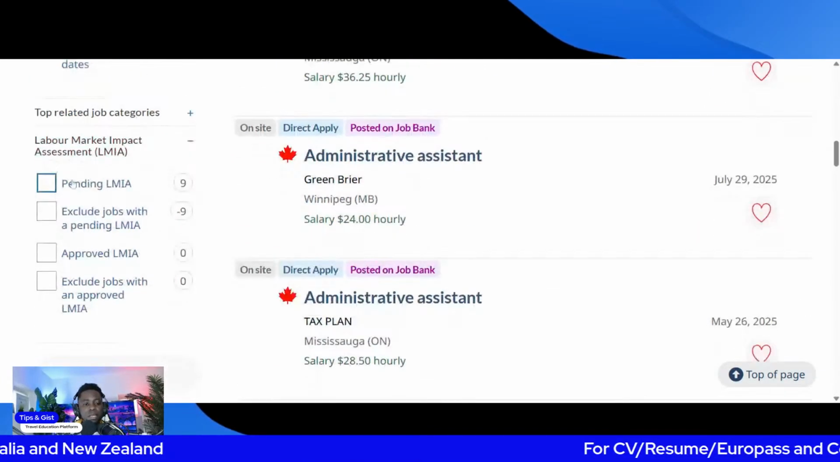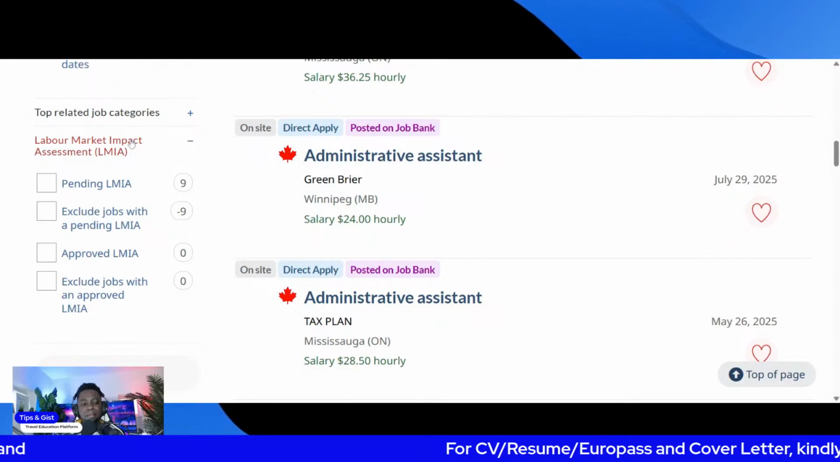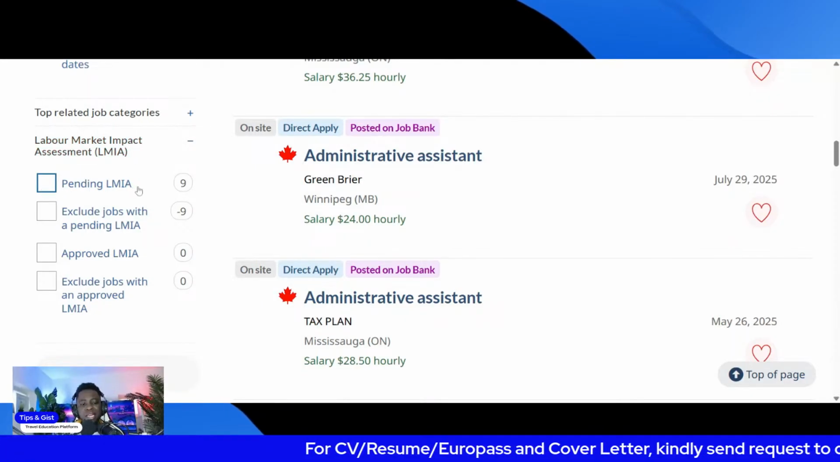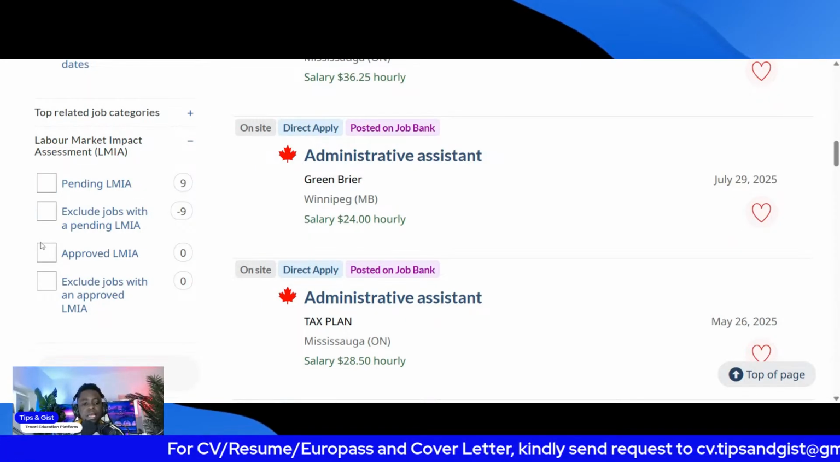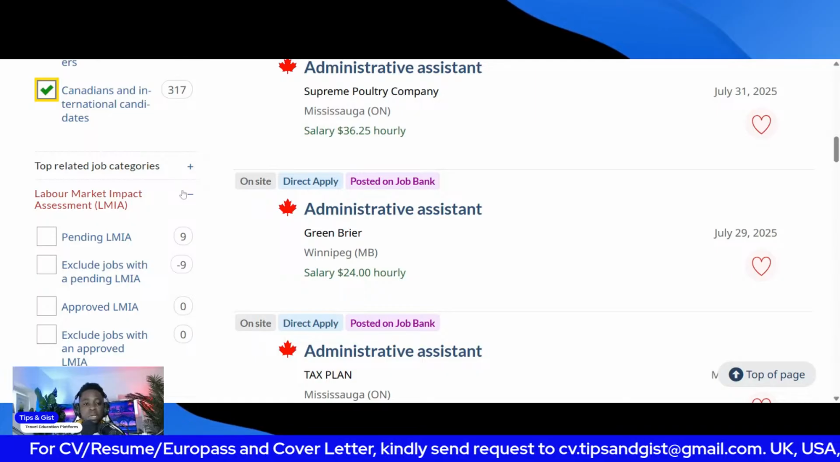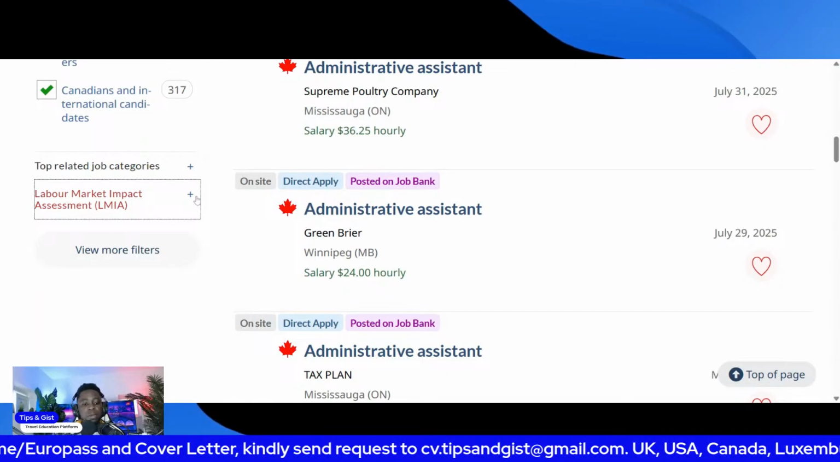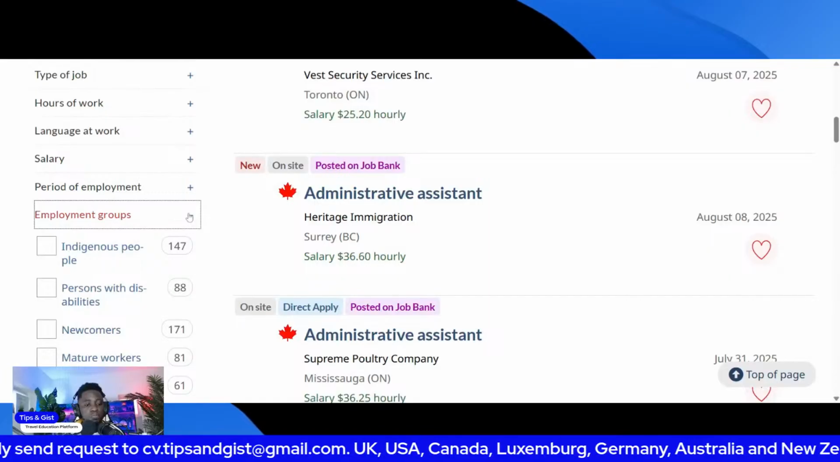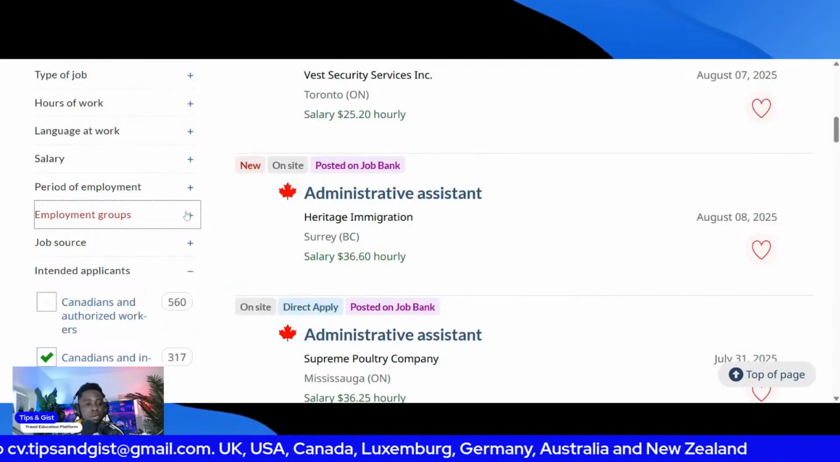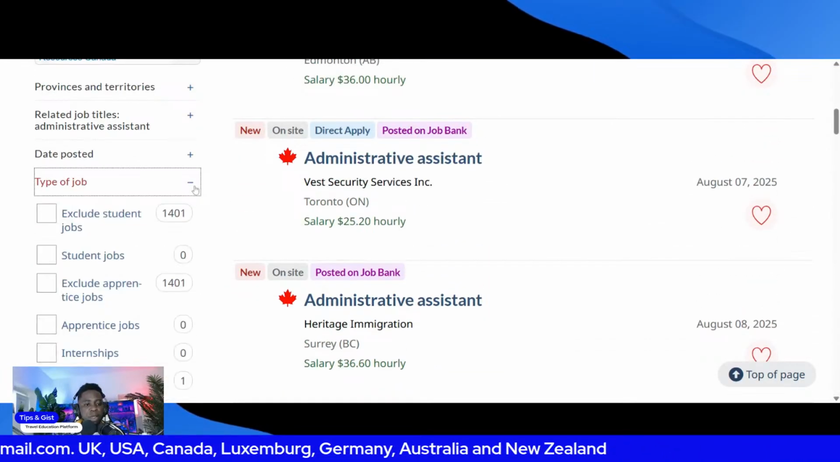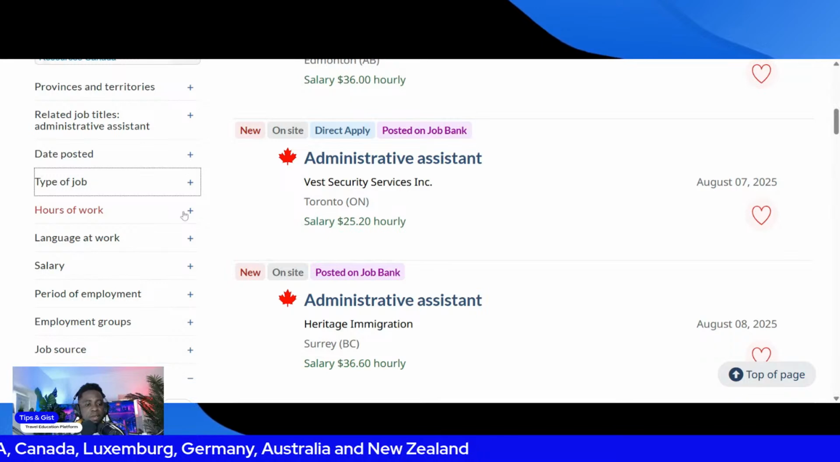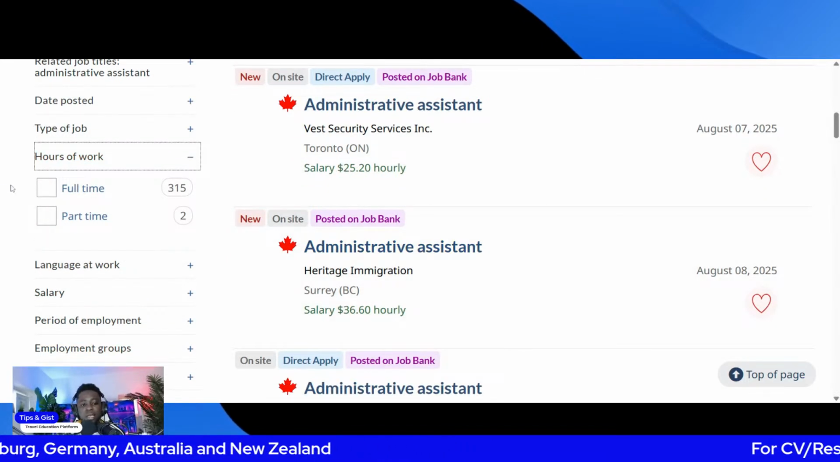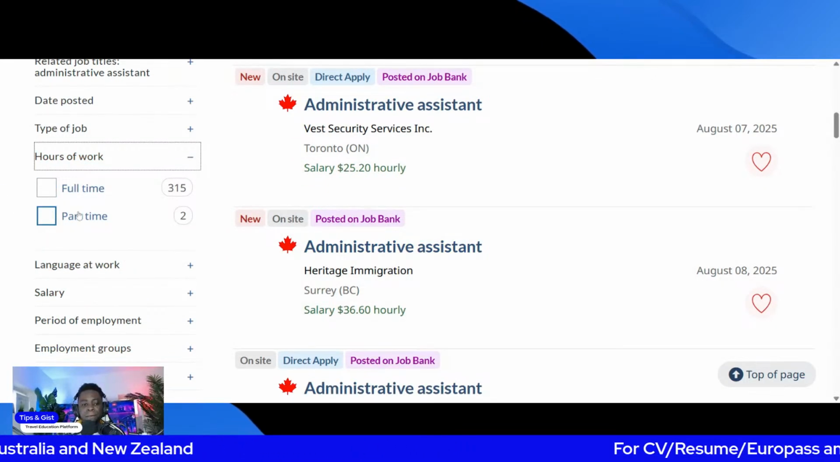Then you come here, Labor Market Impact Assessment, LMIA. They have pending LMIA to be 9, then approved LMIA to be 0. You can leave that part because it will still search for them for you. Now, employment group, you can also leave that part. It is not necessary now. The type of work, they have hours of work, sorry, hours of work, they have full-time and part-time.